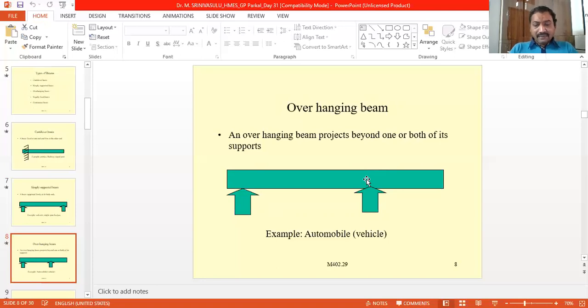And a good example of the overhanging beam is an automobile vehicle, because the automobile is supported on the wheels, but the body of the automobile extends beyond the wheels at both sides. So it has an overhang at both sides. That is called the overhanging beam.